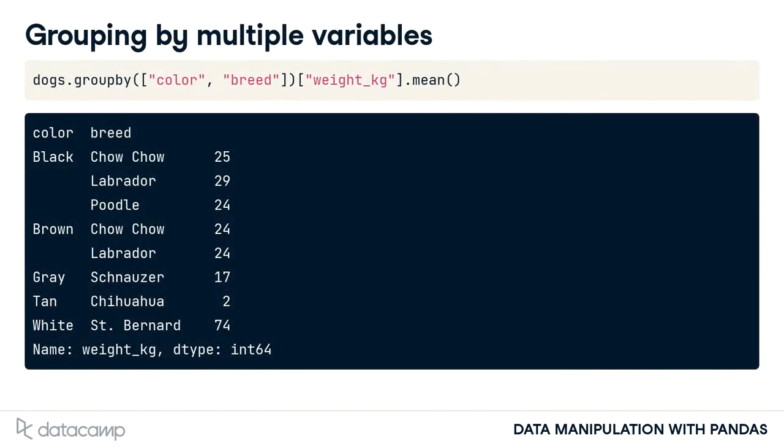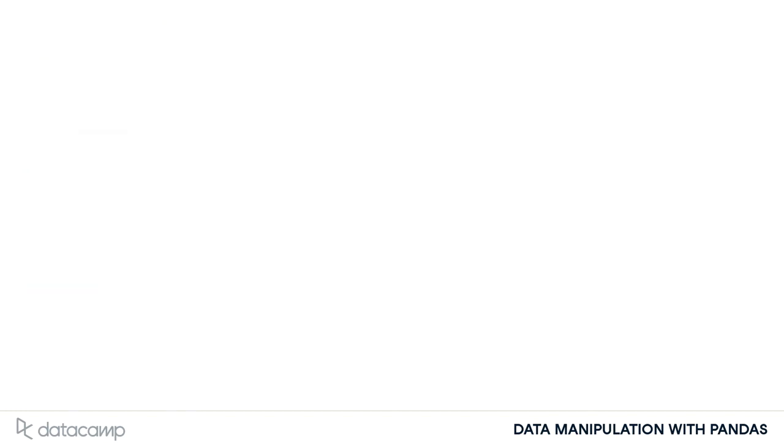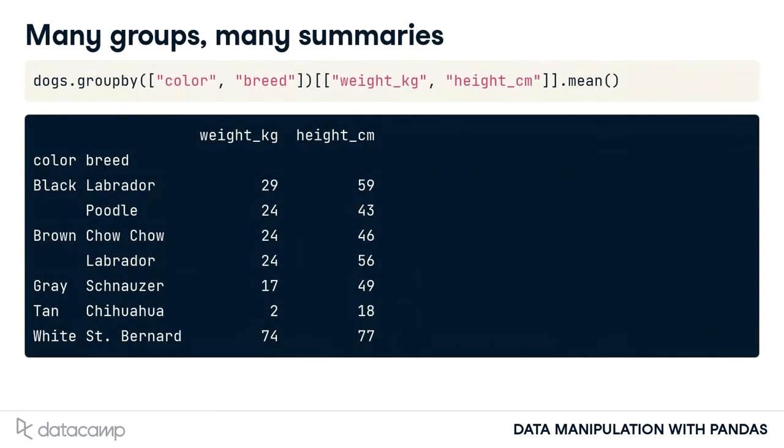You can also group by multiple columns and calculate summary statistics. Here, we group by color and breed, select the weight column, and take the mean. This gives us the mean weight of each breed of each color. You can also group by multiple columns and aggregate by multiple columns.